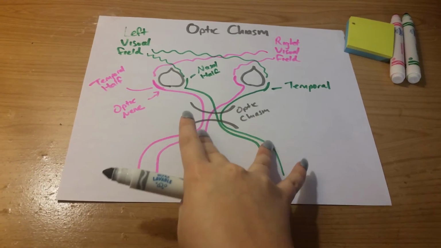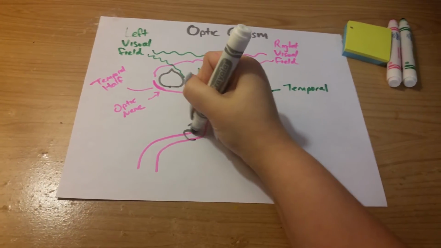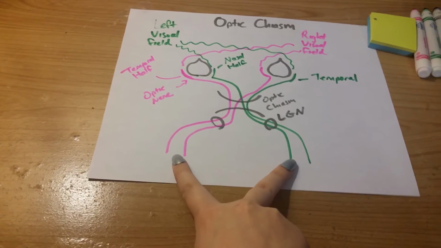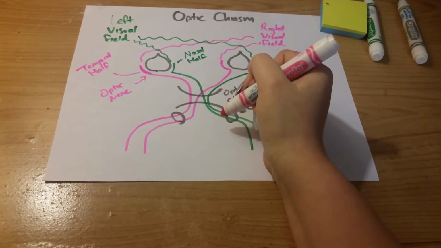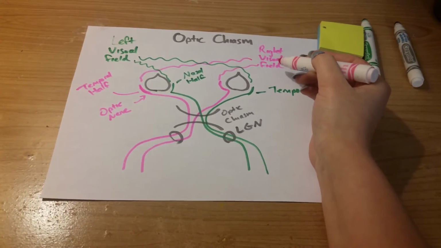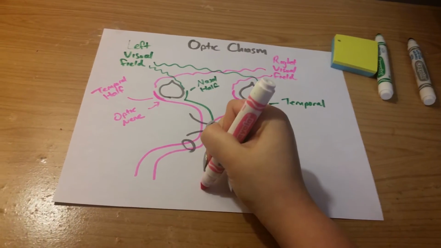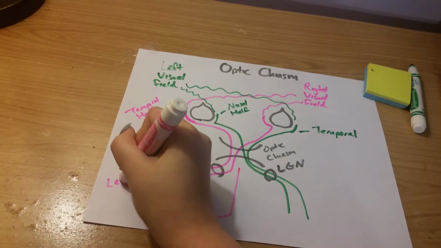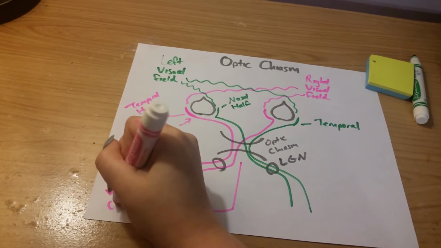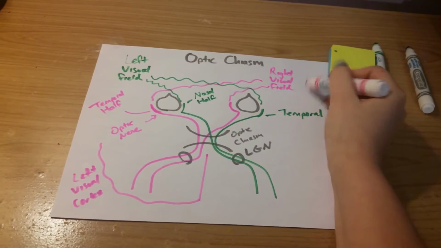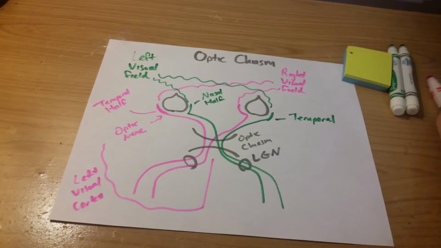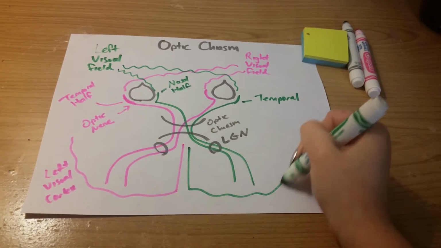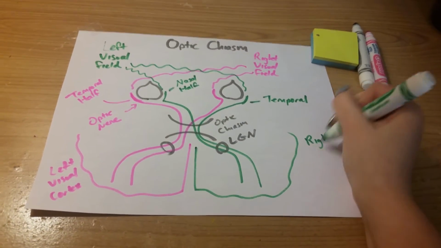After these nerves cross through the optic chiasm, they go through another structure called the LGN. Once they pass through the LGN, they enter into their respective visual cortexes. The right visual field will cross into the left visual cortex, if you note how it goes from the right visual field to the left visual cortex. And the same goes for the other side, as the left visual field will bring information to the right visual cortex.